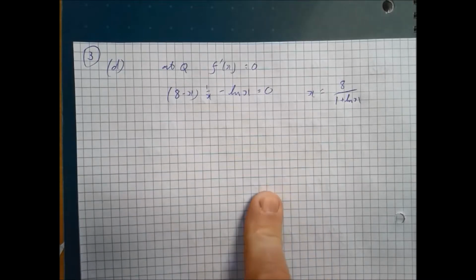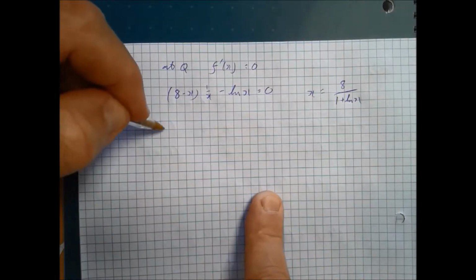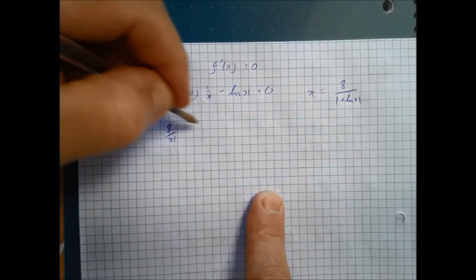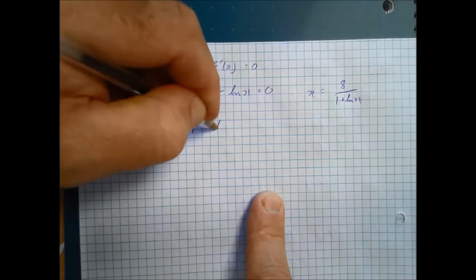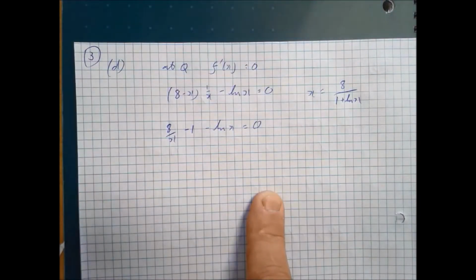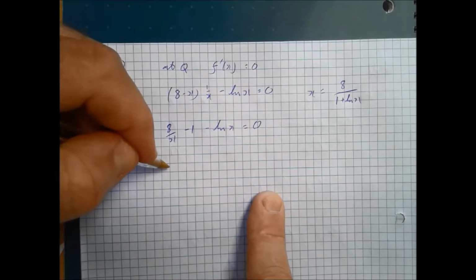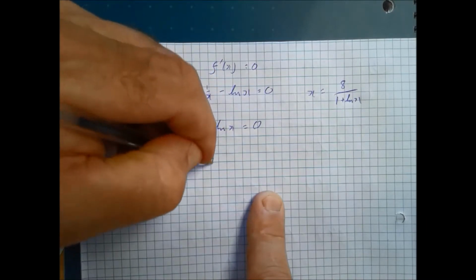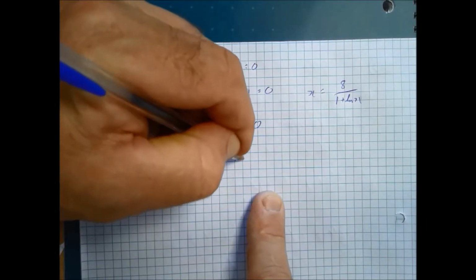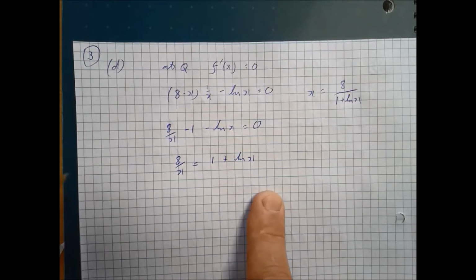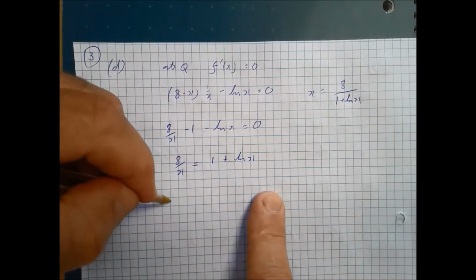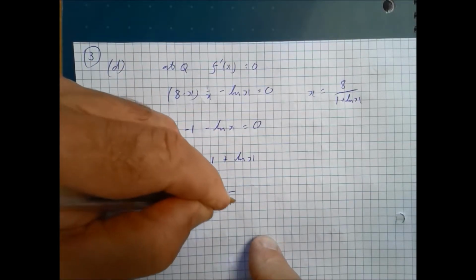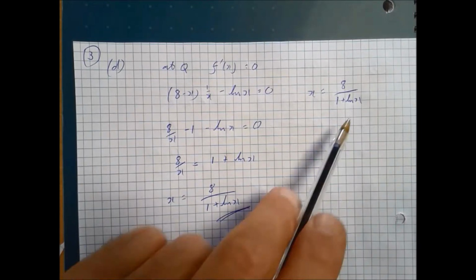So I'm going to expand out the brackets on the left hand side, so I get 8 over x minus 1 minus ln x equals 0. Going to bring the 8 over x on its own: 8 over x equals 1 plus ln x. And now I'm just going to swap the x and the 1 plus ln x. So I end up with x equals 8 over 1 plus ln x, which is where we want to be.